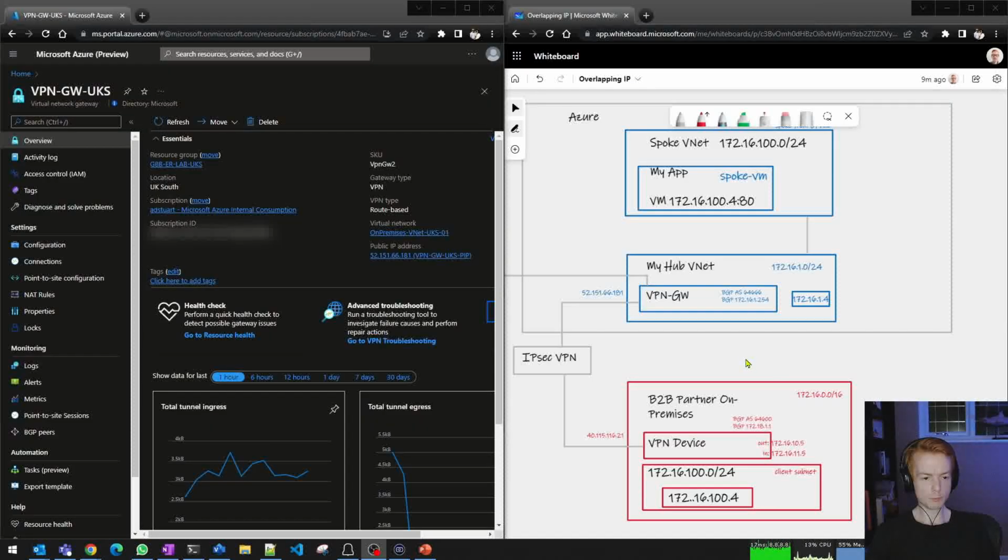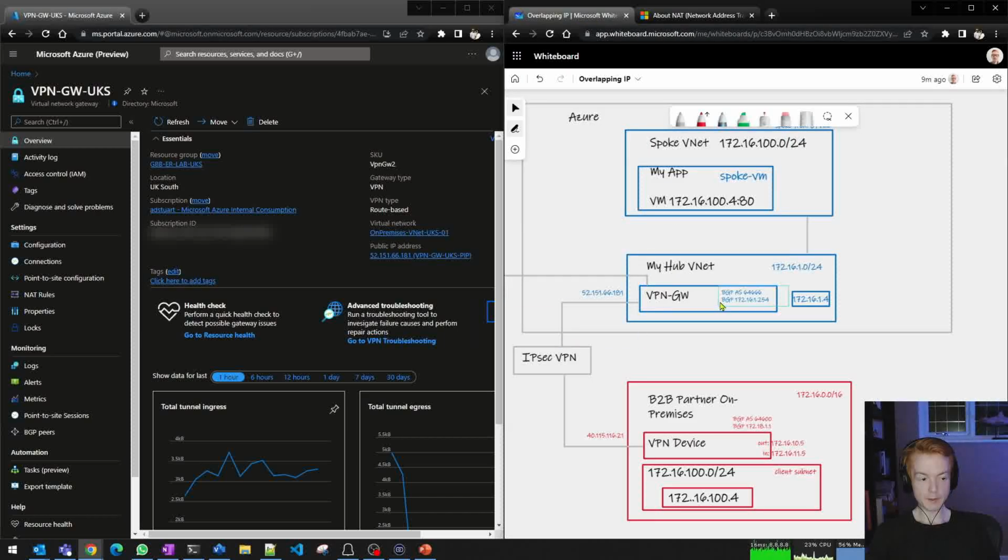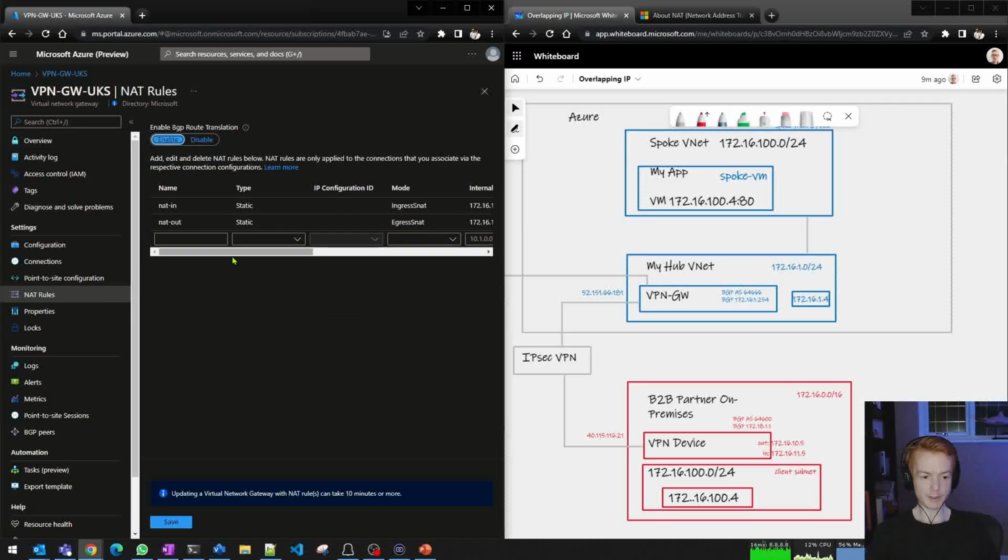Okay, so solution number one is going to involve using the relatively new feature of NAT on the VPN gateway connections. This is now fully available in a GA state. I'll leave the link to the article here about how to configure it. So I've gone into my VPN gateway here and I've configured two NAT rules. Let's take some time to understand what's going on here because this can be fairly intricate.